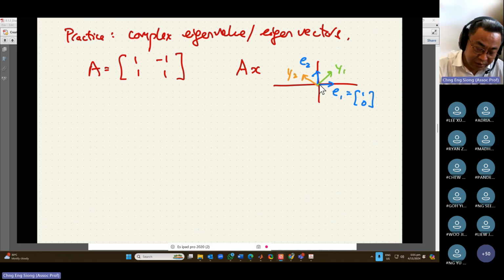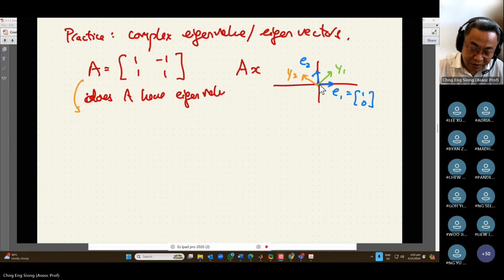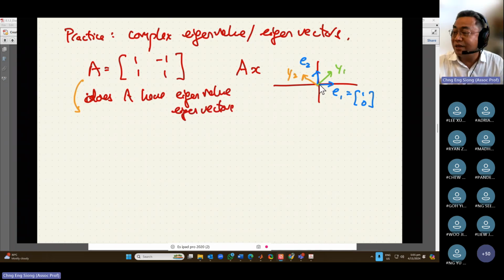The question now is, does A have eigenvalues and eigenvectors? Because it doesn't make sense, right? It's going to move. Everything is going to move. How can it have eigenvalues and eigenvectors?